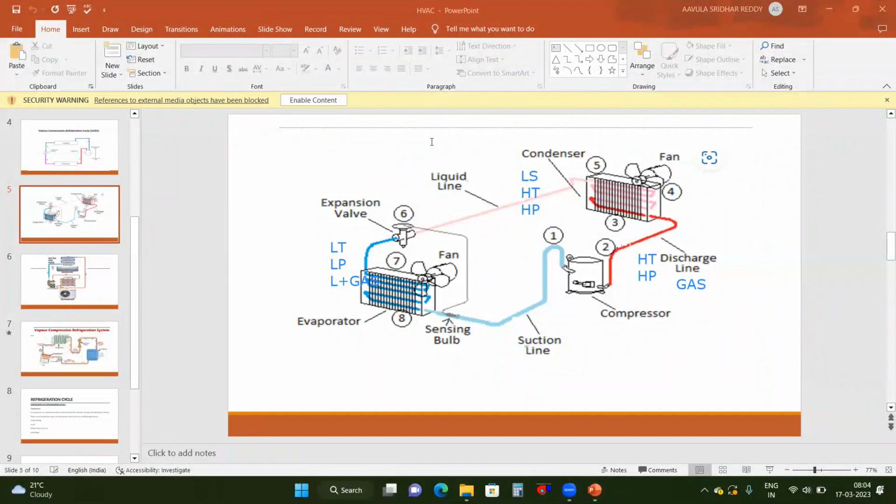inside split AC. If you take the example of a split AC, we will have one blower. The blower will blow the air on top of this coil, so we will get the chilled air inside the room. Okay. After that, we have the sensing bulb here.